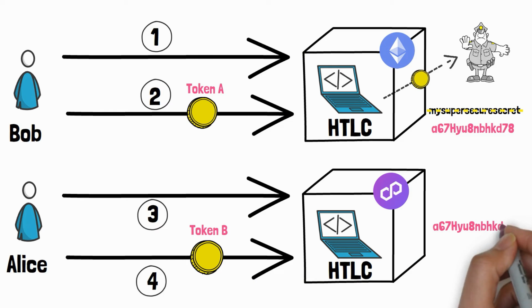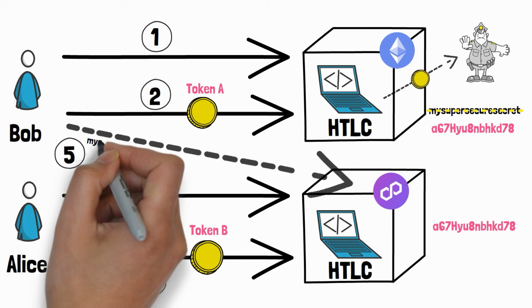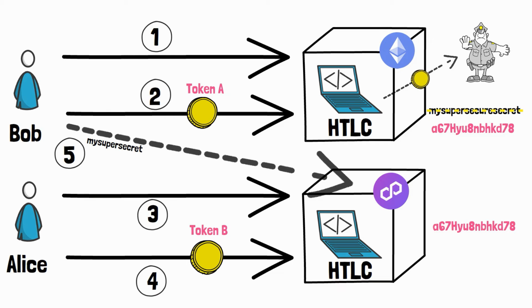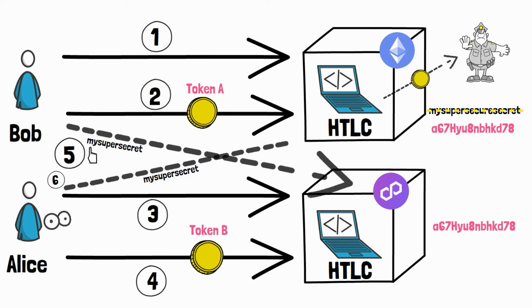Once again, the contract only knows the hash of the secret, not the secret itself. Next, Bob is going to withdraw token B from the HTLC contract on Polygon by providing the secret. When Bob withdraws the token, the secret will be revealed publicly and saved in the blockchain. This is very important. It means that Alice can see the secret. So next, Alice will use the secret to withdraw token A on the HTLC contract on Ethereum. And that's it, the transaction is completed.